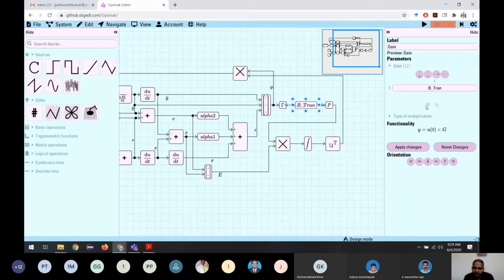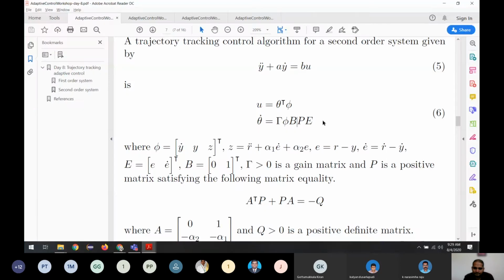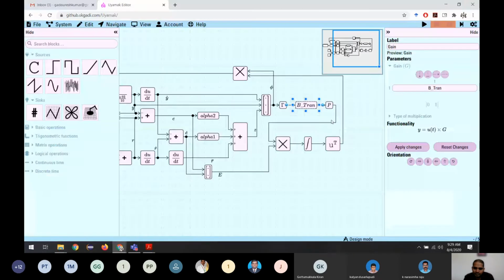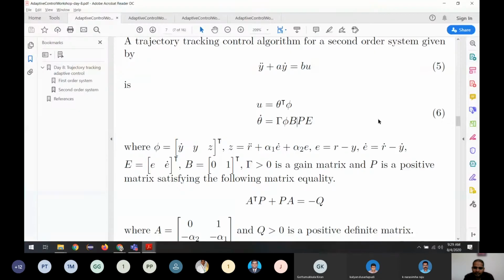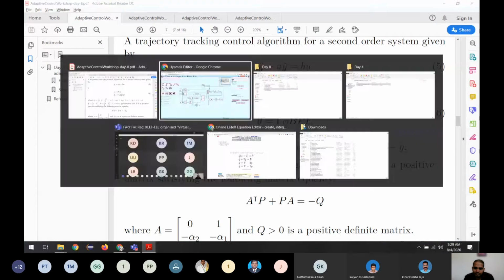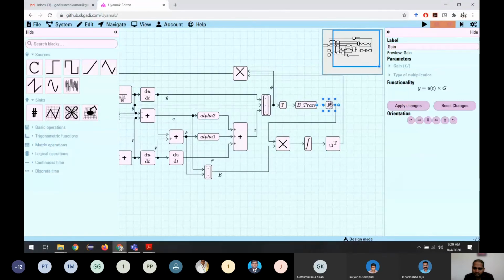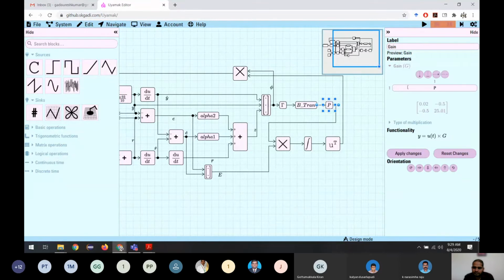We know the value of B transpose. It's 0, 1, right? So we multiply 0, 1 here, the B transpose. And where do we multiply? After this one. So the gamma should be after. Then what we have to multiply? Multiply with P. The P is also multiplied after. So what is the P?